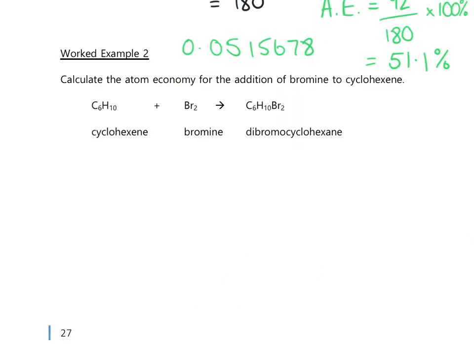So worked example 2, we need to find the RFM of the useful product first of all. We'll get to the stage where we'll just abbreviate that as UP, for example. Okay, RFM of the useful product. It says calculate the atom economy for the addition of bromine to cyclohexane. How do I work out in this case what the useful product is?